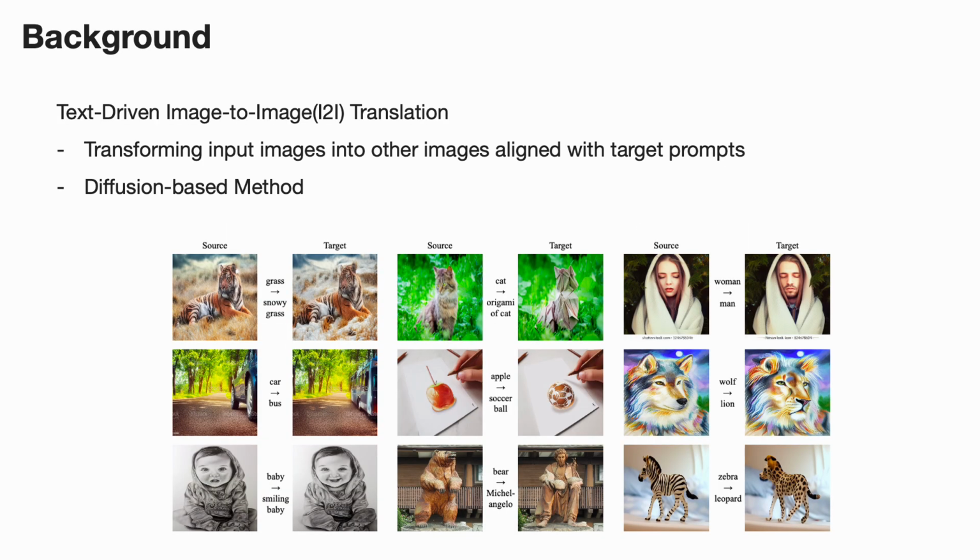Text-driven image-to-image translation is a task of transforming input images into other images aligned with a target prompt. The goal of this task is to change the region of interest and preserve structures of the object and other regions. Many approaches to this problem nowadays use diffusion models, and our method also uses diffusion models.